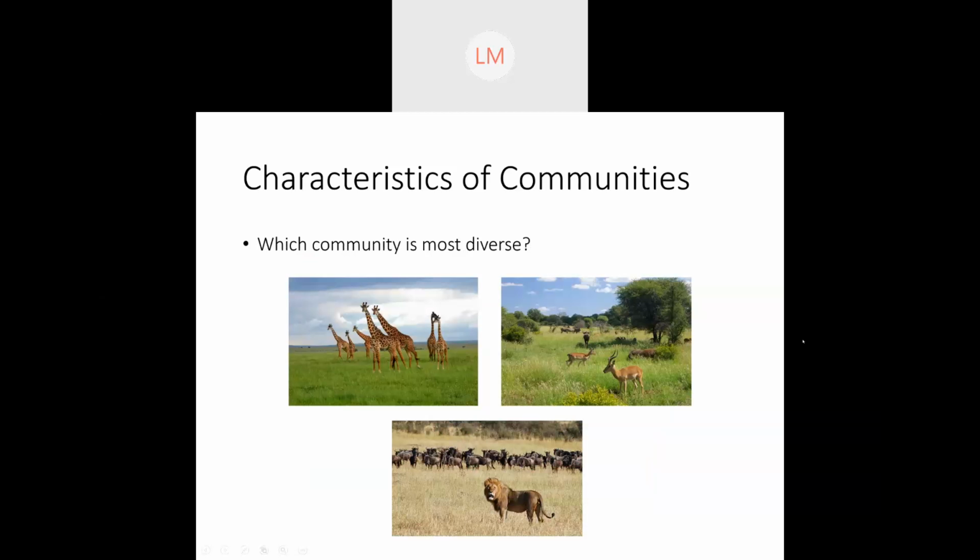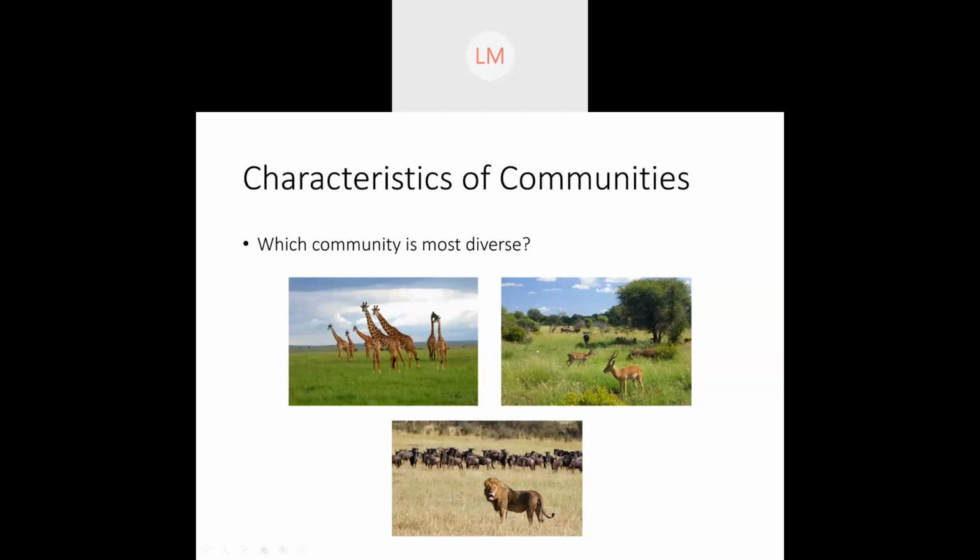So if we look at pictures of communities, these are communities from the African plains. We want to think about which community is most diverse here. So in this picture, we've just got one species of animal that we can see. We've got some grasses, obviously, but really just one species of animal here. In our bottom picture, we've got 2 species that are represented, but it's not very even, right? We've got a lot of wildebeest and only 1 lion. So we've got more species, but they're not very even.